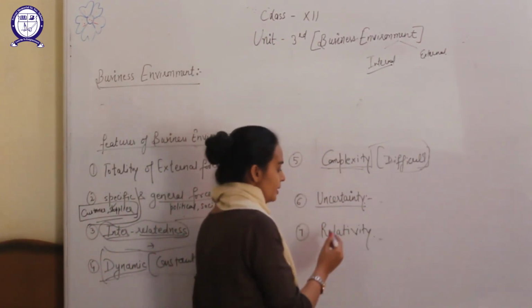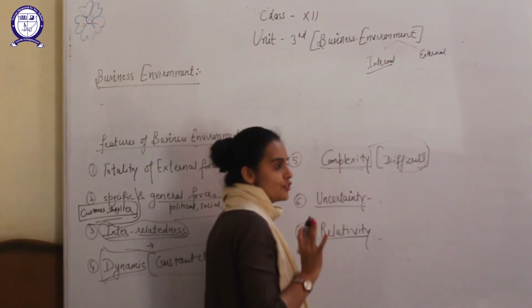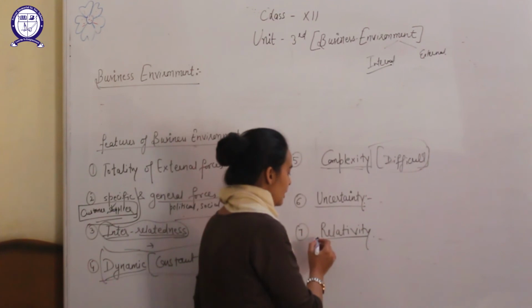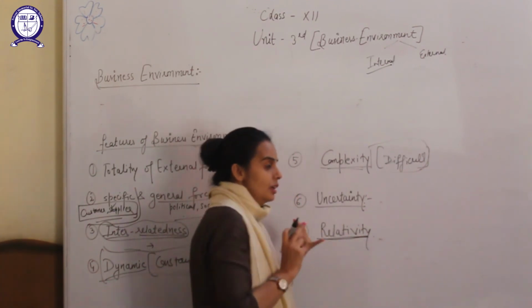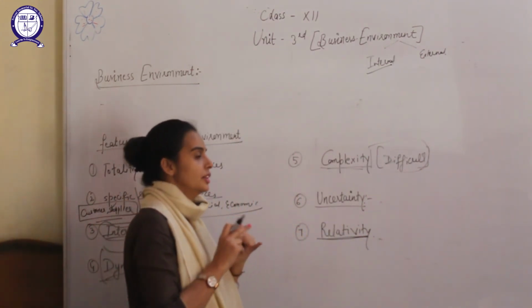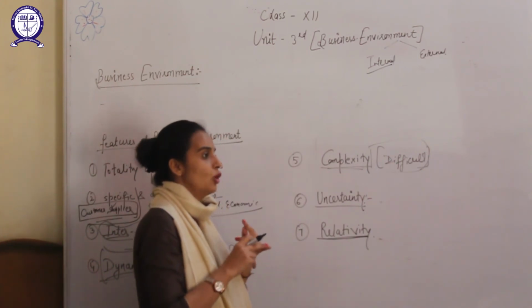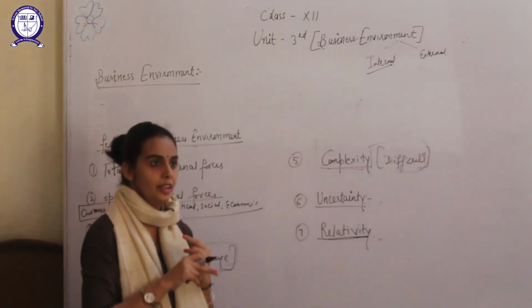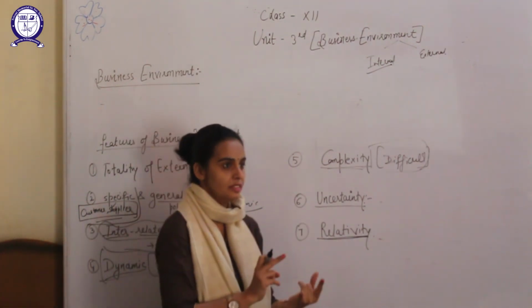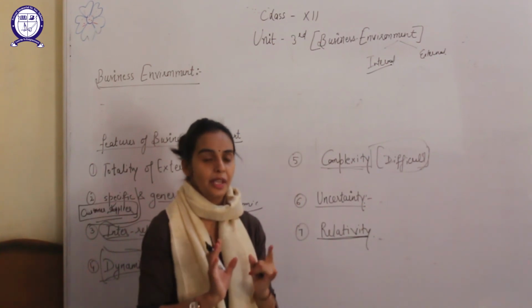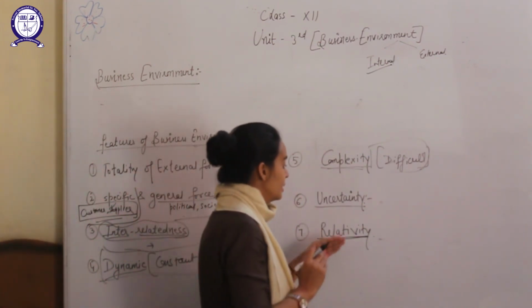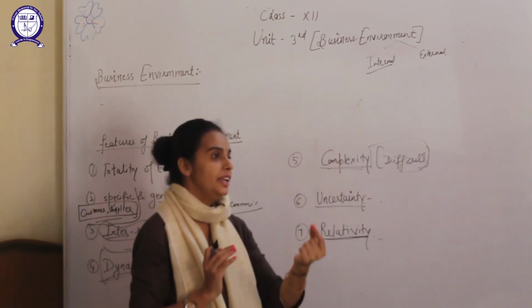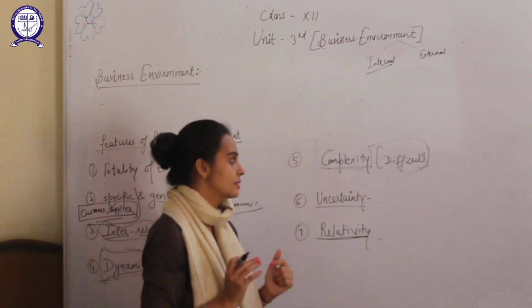Clear, relativity. The impact of changes will not be the same at all places. Like the number of cases of COVID is more in metropolitan cities compared to rural areas. So the impact of this pandemic is not the same everywhere. Clear, the degree of impact will be different in different places.